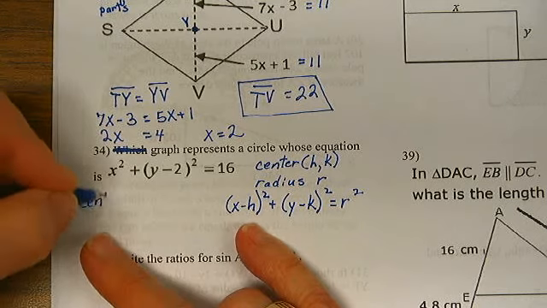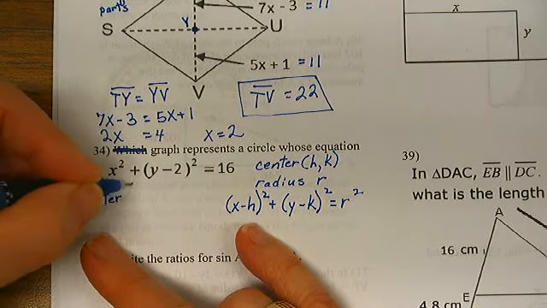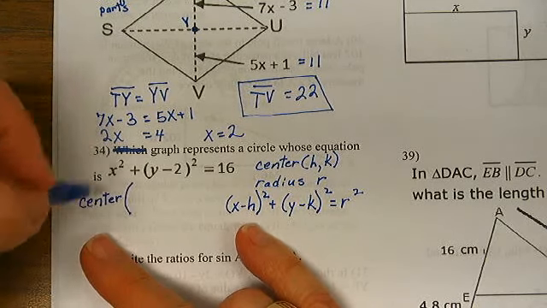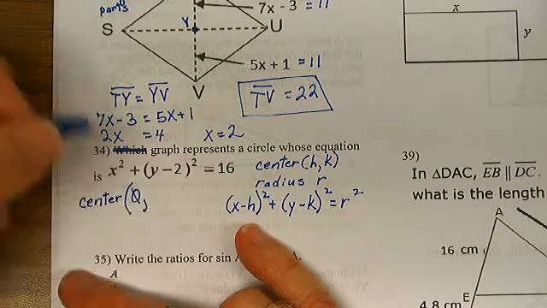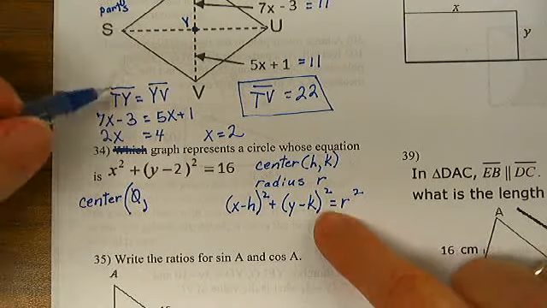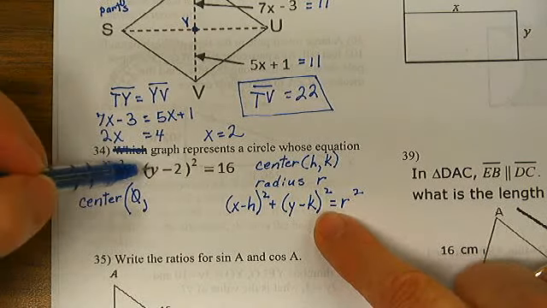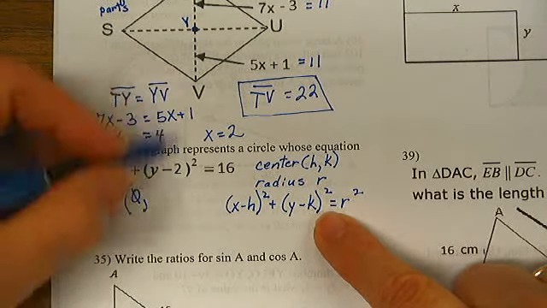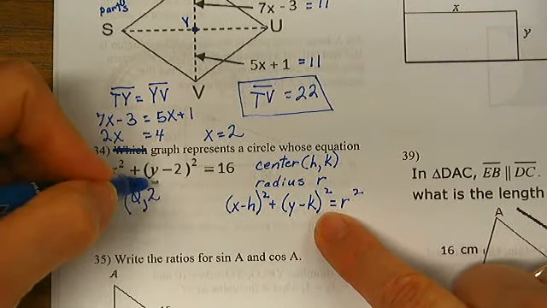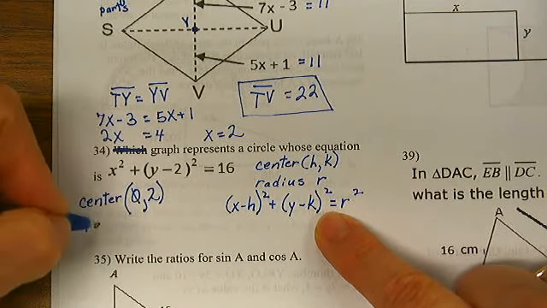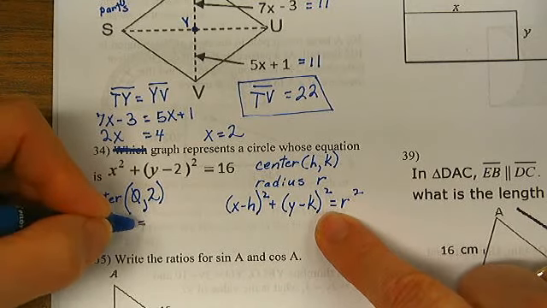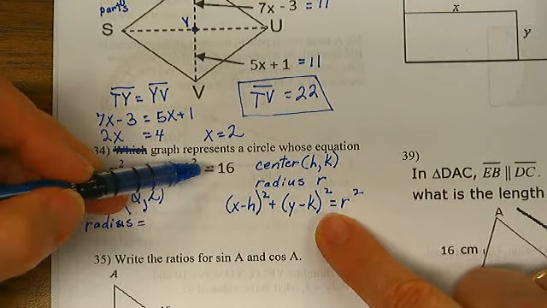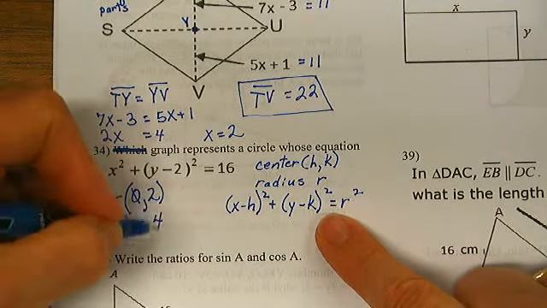So the center of this circle is at point 0, (y minus k) squared. So k must be 2. And the radius is equal to the square root of 16, which is 4.